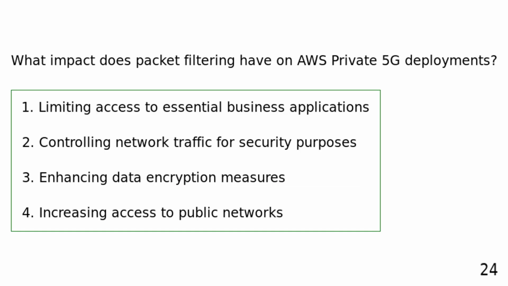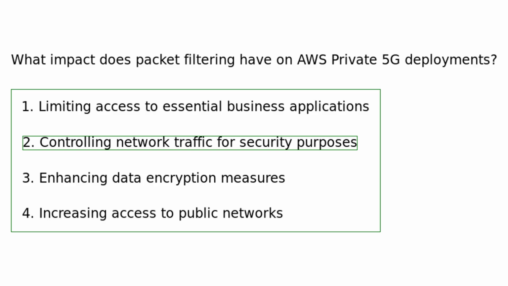What impact does packet filtering have on AWS Private 5G deployments? Limiting access to essential business applications. Controlling network traffic for security purposes. Enhancing data encryption measures. Increasing access to public networks. Packet filtering in AWS Private 5G deployments allows for the control of network traffic for security purposes, filtering out unwanted packets and safeguarding the network from potential threats.